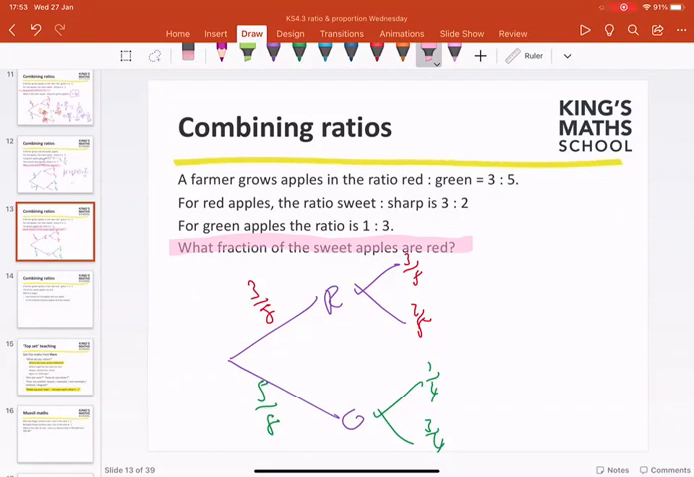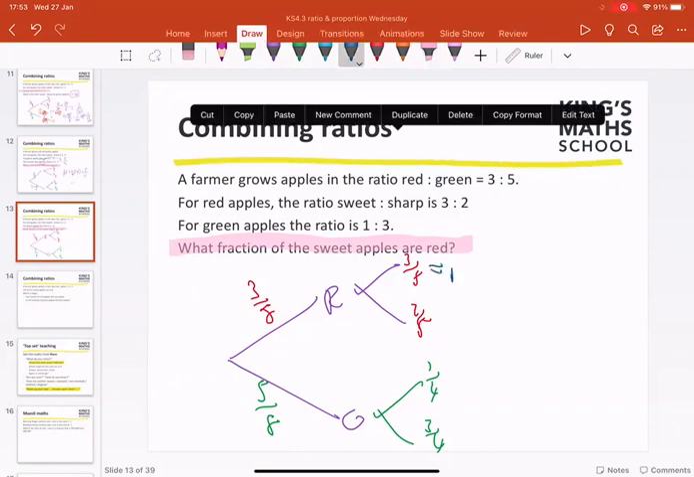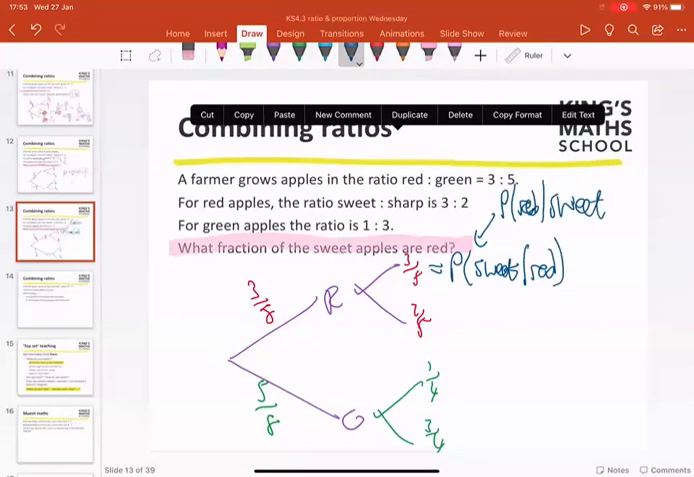What we might be thinking of, with our wider mathematical knowledge, is this. Basically, this is a conditional question. So in probability terms, 3/5 is the probability that an apple is sweet given that it's red. And what we're being asked for is the probability that it's red given that it's sweet.